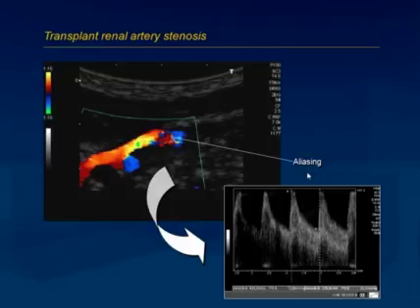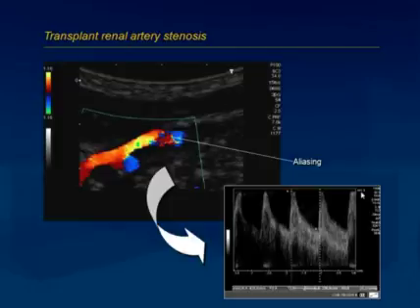centimeters per second. This is an example of the transplant renal artery, and during the course of the transplant artery, an area of aliasing, also known as the confetti phenomenon. If we interrogate with the Doppler probe, we can see markedly increased velocities, in this case up to 440 centimeters per second. That is a proper transplant renal artery stenosis.